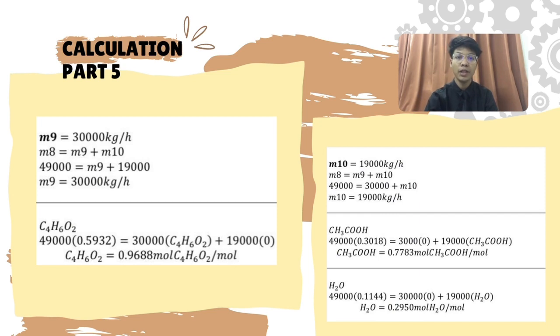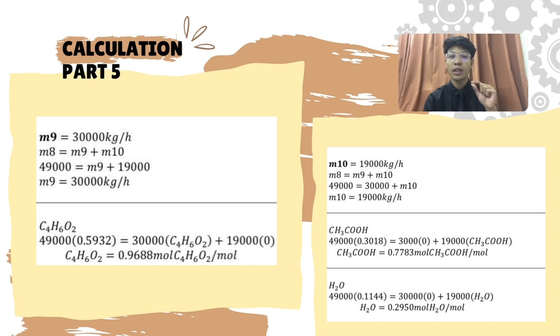Lastly, to calculate the distillation column, we need to know the input and the output. Input is M8, output is M9 and M10. For the flow rate, M8 is 49,000 kg per hour, M9 is 30,000 kg per hour, and M10 is 19,000 kg per hour. So we are done with the flow rate. Now we move to the fraction.